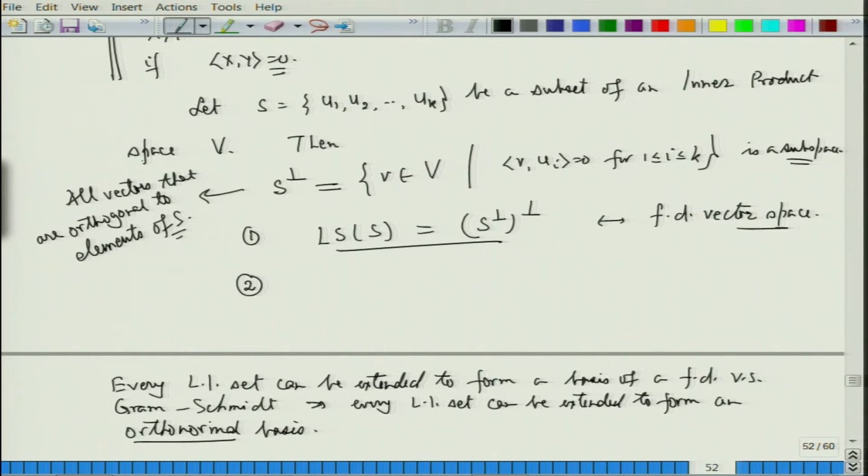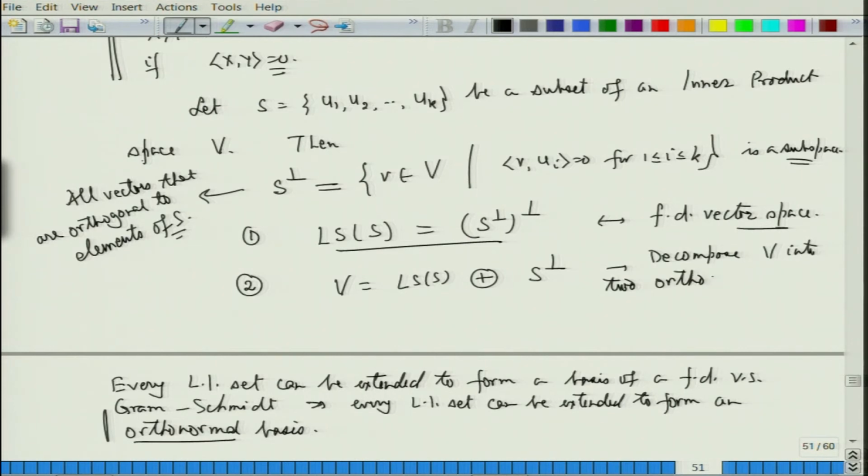I will define orthonormal basis just after some time, but I would like to write here that, because of this orthonormal basis that I can create, I can write V as Ls of S direct sum S perp. So, decompose V into two orthogonal sets.